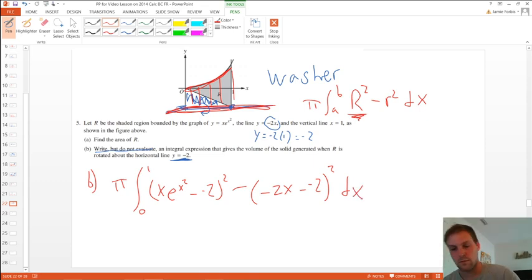All right. So there you have it. There's the integral that represents that volume being generated around the line y equals -2. All right, let's move on to C.